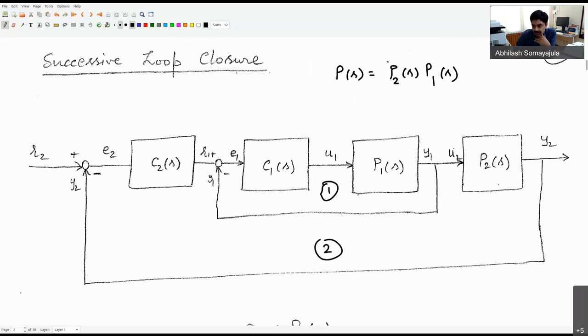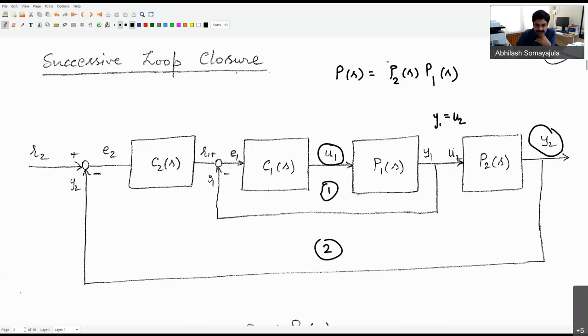The output of our plant is assumed to be Y2. The input to this P2 system is assumed to be U2. The output of this plant system P1 is assumed to be Y1. Therefore, Y1 is equal to U2. Then we have the input of the plant system, which we call U1. That's what you see here.